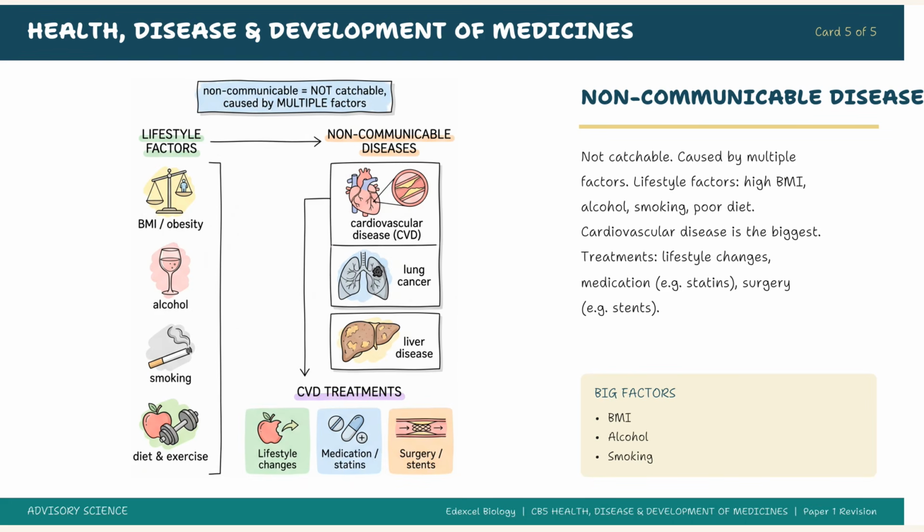These conditions are also connected to each other. Obesity raises the risk of type 2 diabetes, and type 2 diabetes in turn raises the risk of cardiovascular disease. For cardiovascular disease specifically, that's problems with the heart and circulation, there are 3 types of treatment that you need to know about, from least to most invasive.